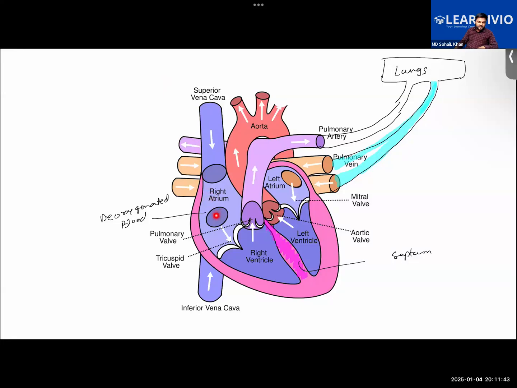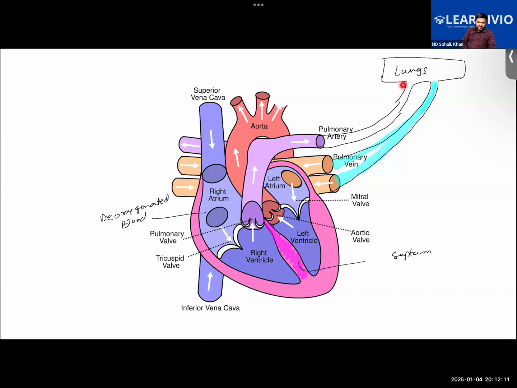Right atrium. From here it goes to the right ventricle, and from the right ventricle it is sent to the lungs via the pulmonary artery. Exactly. Good. Next, the lungs send the oxygenated blood to the left atrium via the pulmonary vein, then to the left ventricle, and from the left ventricle to the aorta.